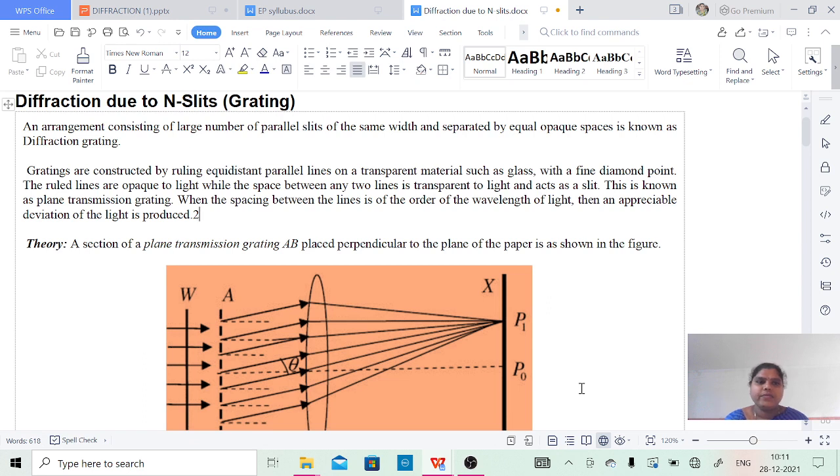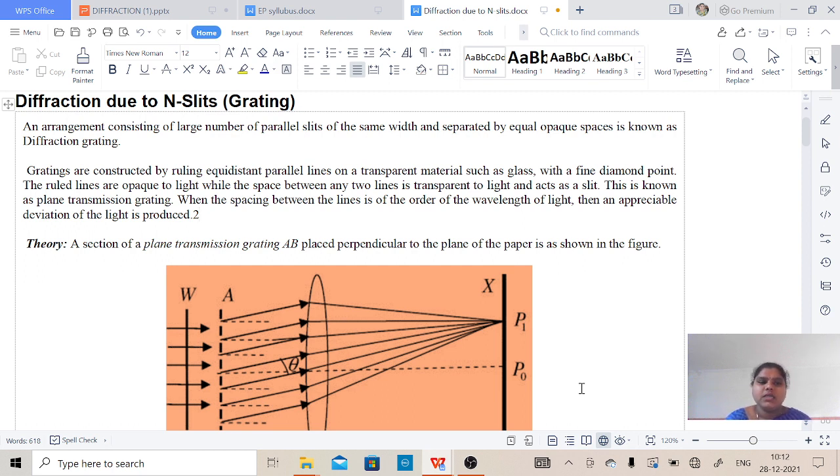An arrangement consisting of a large number of parallel slits of the same width, separated by equal opaque spaces, is known as a diffraction grating. That means the slits are arranged in parallel and separated by equal distances, equal opaque spaces. Opaque means which is not transparent.